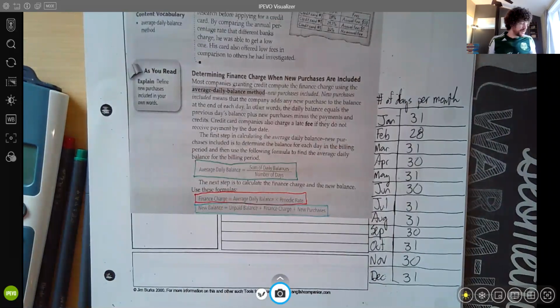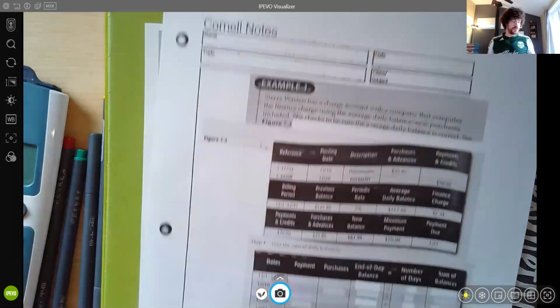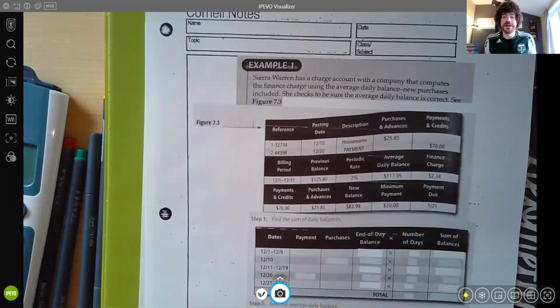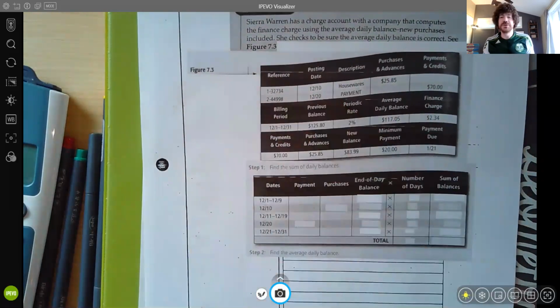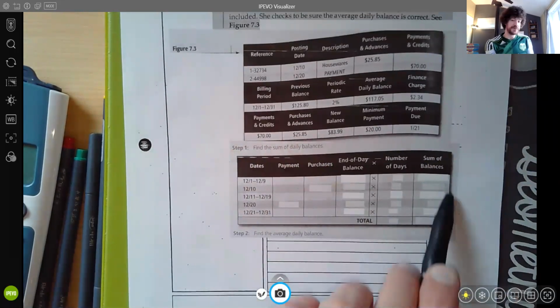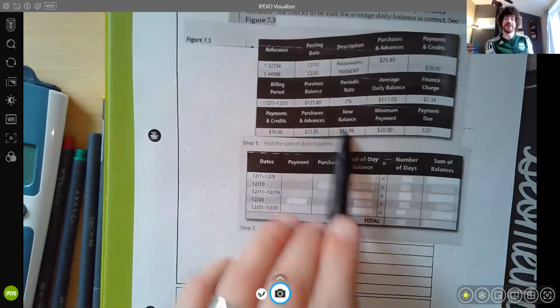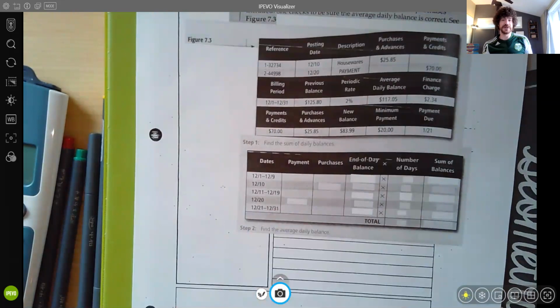All right, so moving along here, let's go ahead and jump in and start working on some of these tables. The second page here, example 1, says that Sierra Warren has a charge account with a company that computes the finance charge using the average daily balance, new purchases included method. She checks to be sure that the average daily balance is correct. See figure 7.3. Everything that we're going to be doing with this table down here is already filled out on this chart here. But I want to talk about the different things that we're looking at here.